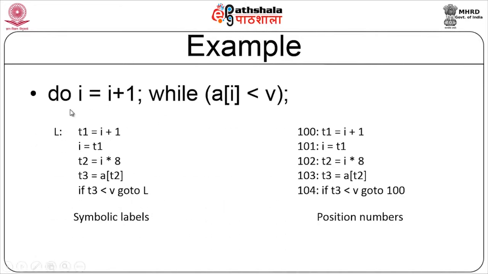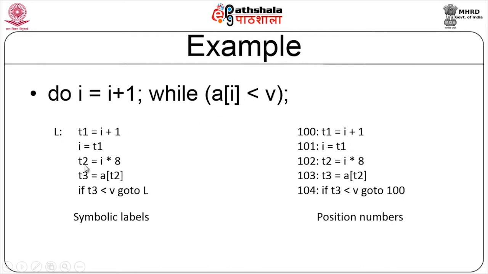So these are some examples. For example, if I have do I is equal to I plus 1 while A of I less than V, if this is your example, the corresponding 3 address code will be like this. I will have to compute I plus 1 first, that is what I am doing here. I am also assigning a label here, L, and I say I is equal to T1, which is computed in the previous line.